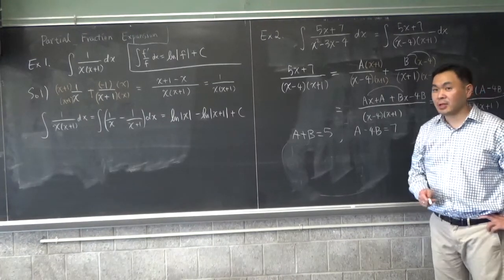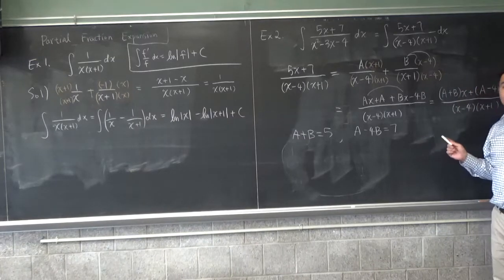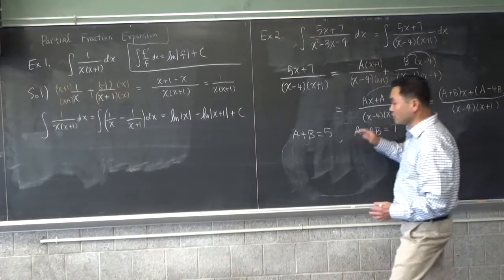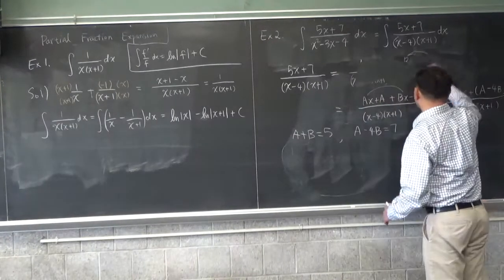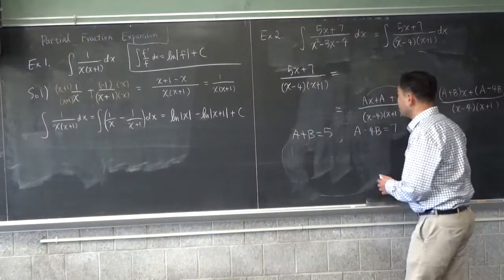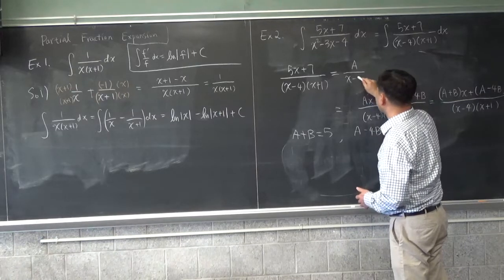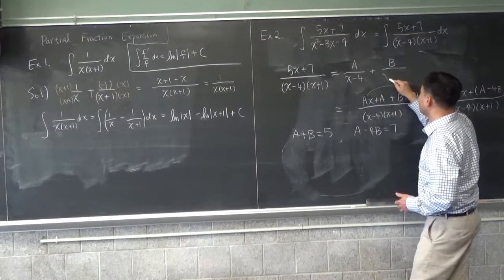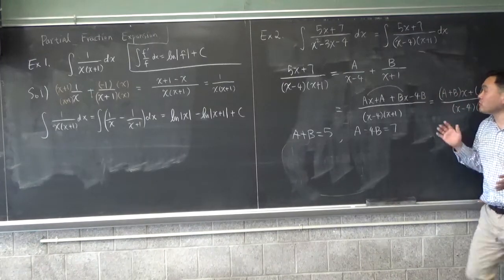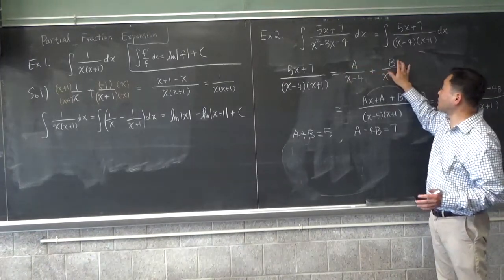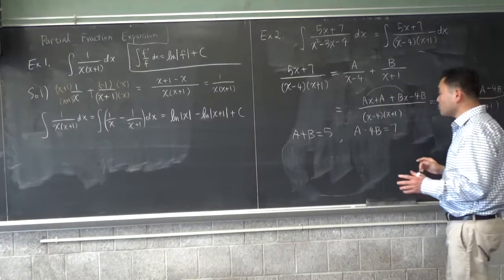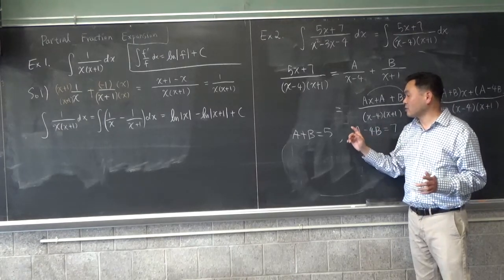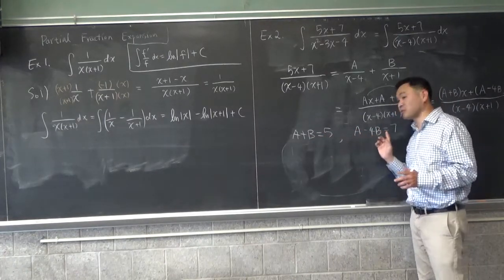Okay. Now, at this moment, you should be already convinced that such a thing can be done. Let me rewrite this completely. Originally, we had a over x minus 4 plus b over x plus 1. You should be convinced that there are such numbers a and b so that these two are exactly the same functions. That can be made true because all we need are the conditions that a plus b has to be 5 and a minus 4b is equal to 7.